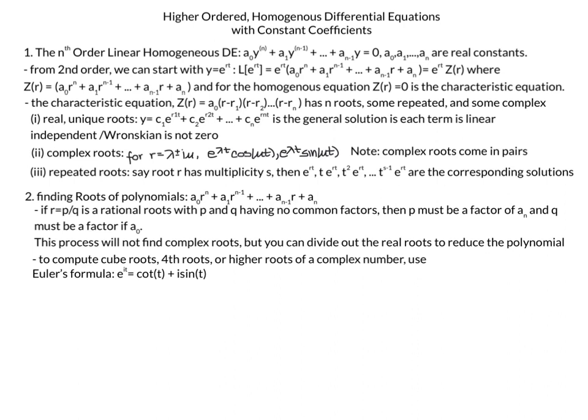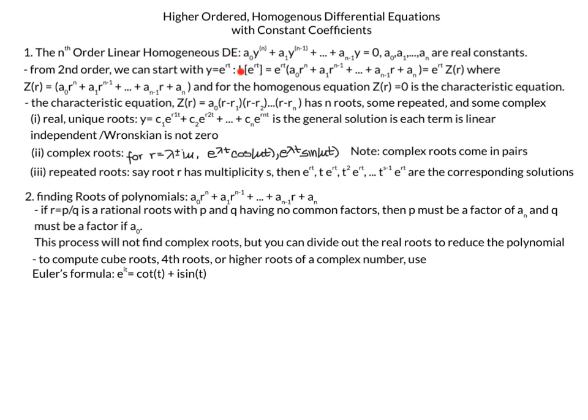So we will start with the nth order linear differential equation, where we have a constant times y to the nth derivative plus another constant times y to the n minus 1th derivative, all the way down to a_n times y. And again, our a_0, a_1, everything in front of the y's, they're real constants. And as I said, we start very similar to how we did when we were looking at second order differential equations. We assume that we have a solution of the form y equals e to the rt.